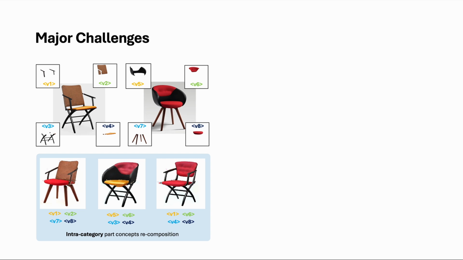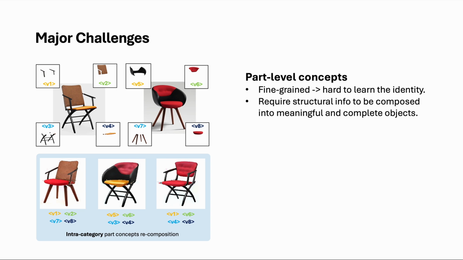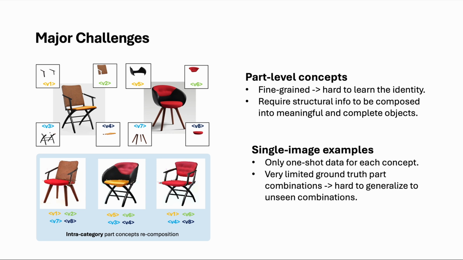This task is challenging for two main reasons. First, part concepts are fine-grained and require structural understanding to compose into valid objects, unlike subject-level concepts. Second, we only get one image per part, so there's very limited supervision, making generalization to new combinations difficult.